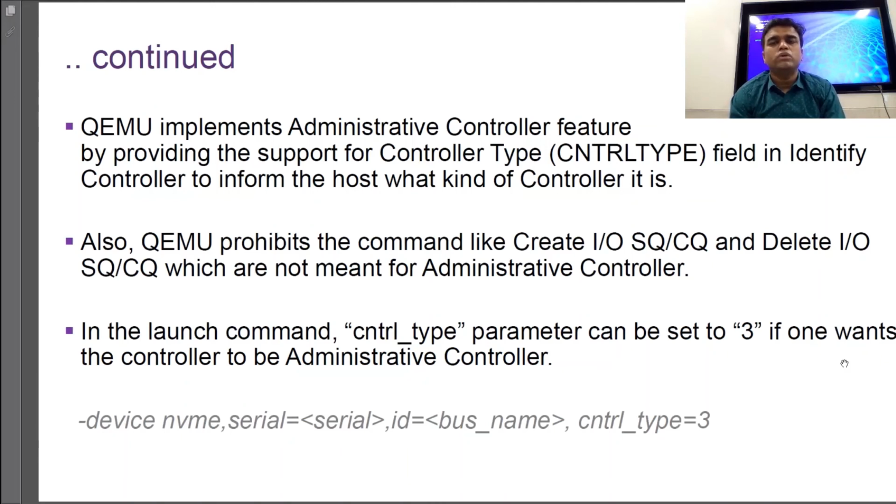So how do you specify a controller to be an administrative controller in QEMU? We have defined a parameter in the launch parameters, the controller type, cntrl_type. If you specify 3 there, that means that particular controller is going to be an administrative controller. So this is all about the administrative controller.